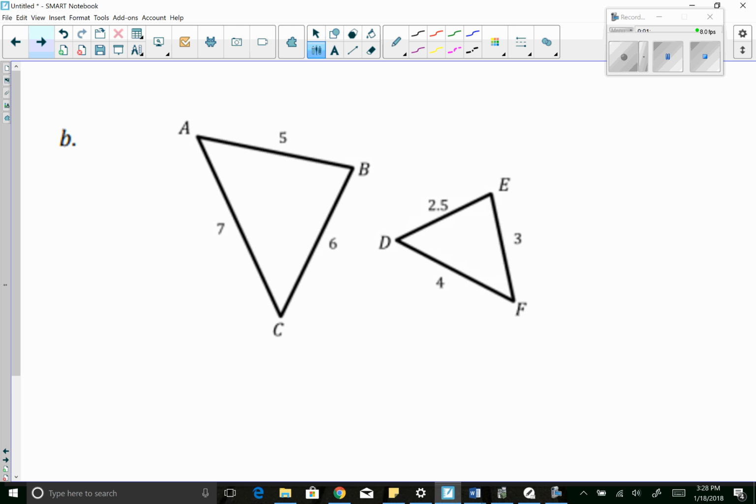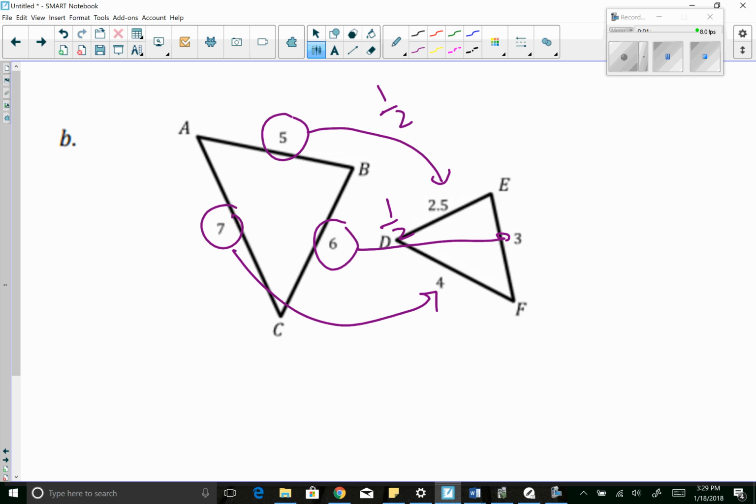For the next question, I look at this and I see all the sides. One of the things that we noticed from the lesson today was that if the ratios are the same for all three sets of corresponding sides, then it's a side-side-side relationship. So if I go from 5 to 2.5, that's half. If I go from 6 to 3, also half. If I go from 7 to 4, not half. So these are not similar.